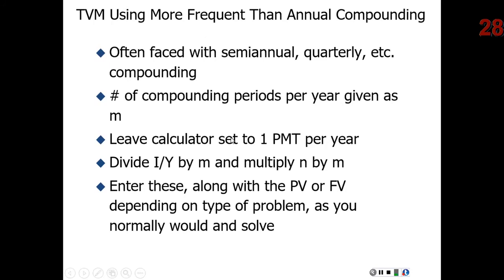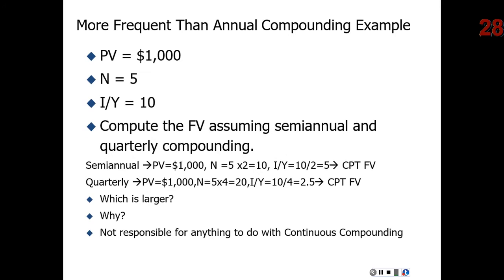Now, to do this, it's pretty simple. We're going to leave our calculator set to one payment per year, and we're just going to divide the interest rate by M. M is the number of compounding periods per year, and we're going to multiply N by M. So if we have semi-annual compounding, M would be 2. So we would divide the interest rate by 2, enter it into our calculator. We would multiply the number of years by 2, enter it into our calculator, solve it just like we have. And you can see an example of this here.